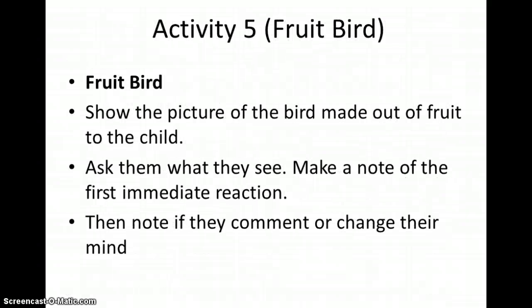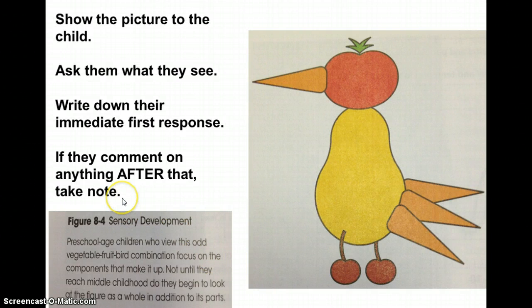Activity 5 I call the fruit bird, and you're going to show this picture to the child. It should be folded so you can read the directions on the back, and they can see the picture. You're just going to ask them what they see, and you're going to write down their first response and then say, do you see anything else? And see if they say anything else.